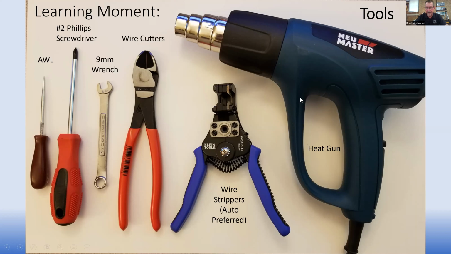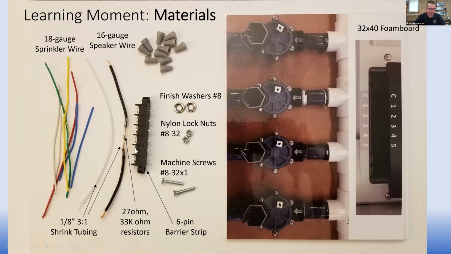Oh, and then back over here, for this one I purchased 27 ohm resistors and also 33,000 ohm resistors. We'll talk about the reason why I did those. You could also, if you wanted to, purchase something like a 680 or 600 ohm resistor to give you a partial short, which would also be good. But I'll explain a little later why I chose these two.